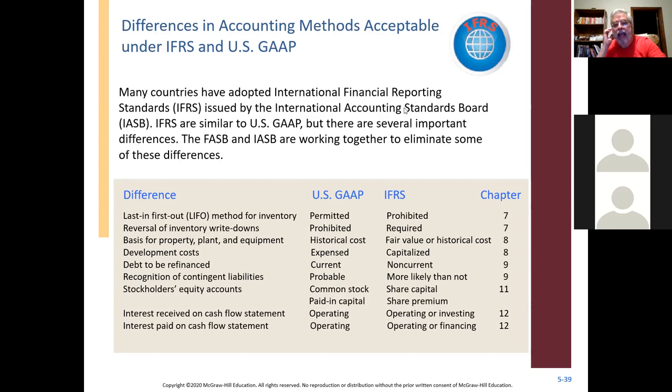As you can see, we're going to get into this as we progress in our journey during the semester, but this is a very nice summary to keep in mind because, folks, I will tell you a number of these issues are reasons why convergence has slowed down, and in my opinion, I don't see convergence happening anytime soon, especially when we're dealing with the issues like the historical cost versus fair value, expensing versus capitalization, okay?